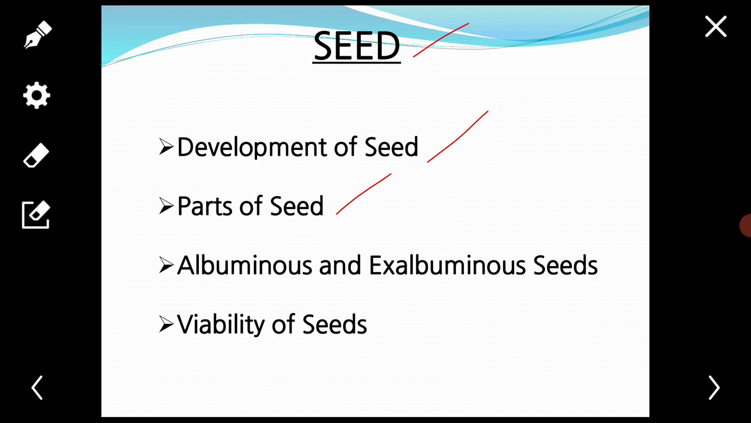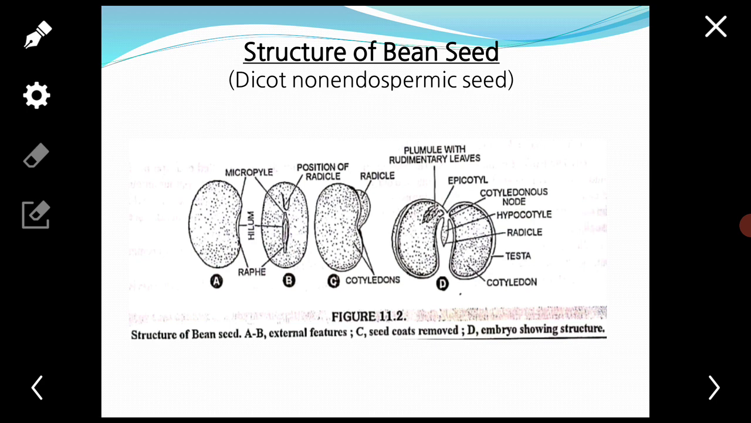There is a small pore, you also see in this figure, called the micropyle, which represents the micropyle of the ovule. Some seeds also show the place of origin of the seed coats, that is the chalazal end or chalazal side, and the part of the funiculus fused with the seed wall, that is the raphe.